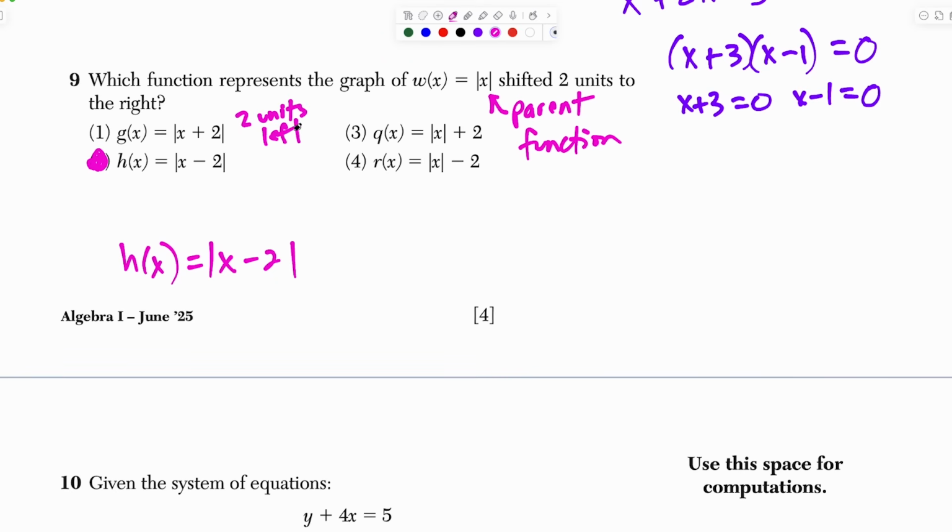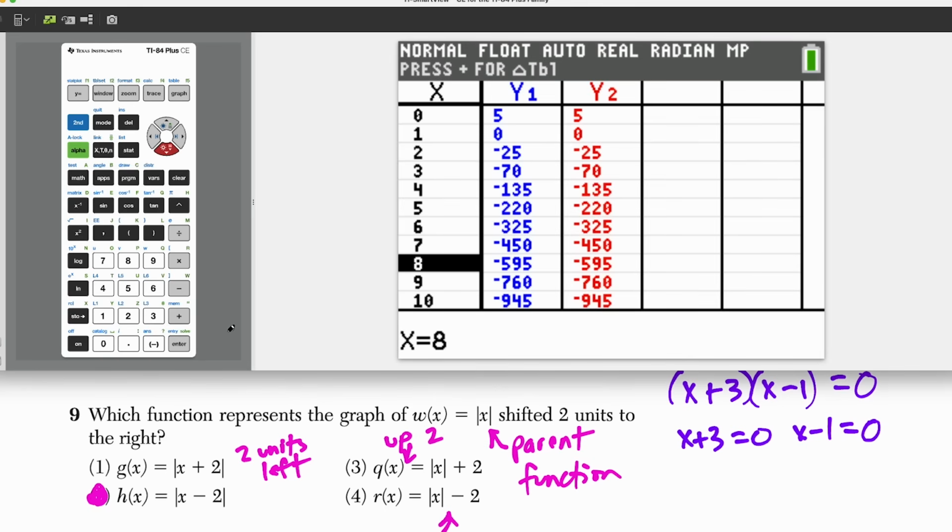Okay, so when you're actually replacing the x, the sign here tells you which direction to go, but opposite. So plus 2 would tell you to go to the left 2. Minus 2 would tell you to go to the right 2. But when you're writing your plus or minus 2 away from the x like this, then the direction is the same as the sign. So for choice 3, this would be us going up 2, and then this one would be us going down 2. But remember, we do get a calculator for the test.